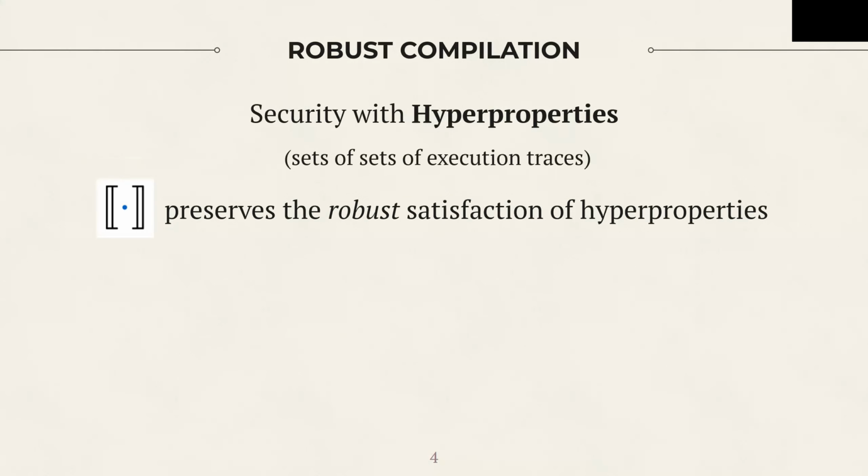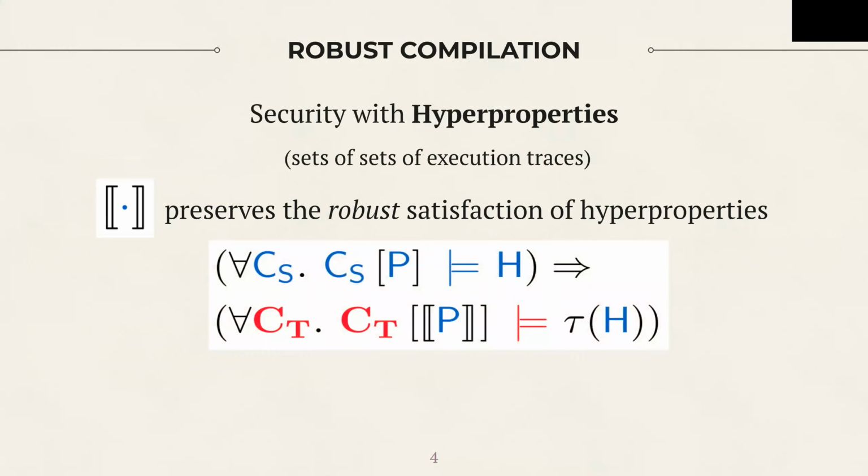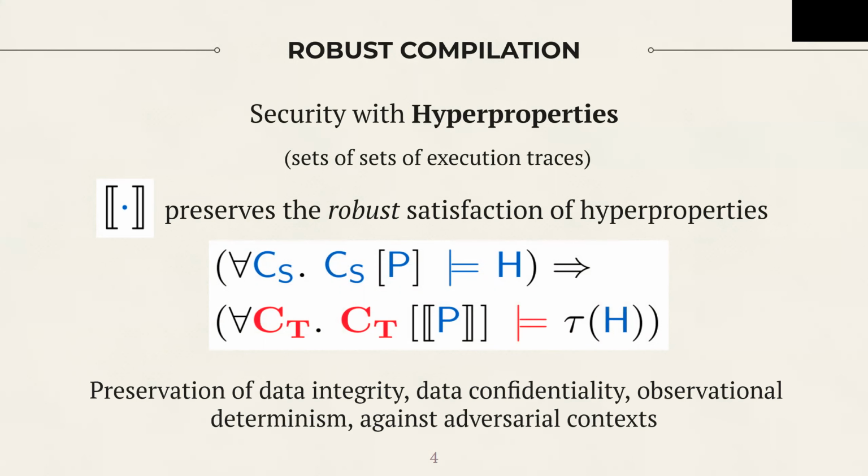In symbols, we require that if P satisfies a certain hyperproperty H robustly, meaning that it satisfies H in an arbitrary source context CS in blue, then in the target, P compiled satisfies the interpretation of the same hyperproperty in the target, tau H, in an arbitrary target context, CT in blue. By picking the right classes of hyperproperties, the formula I displayed describes a compiler that robustly preserves notions such as data integrity, data confidentiality or observational determinism.